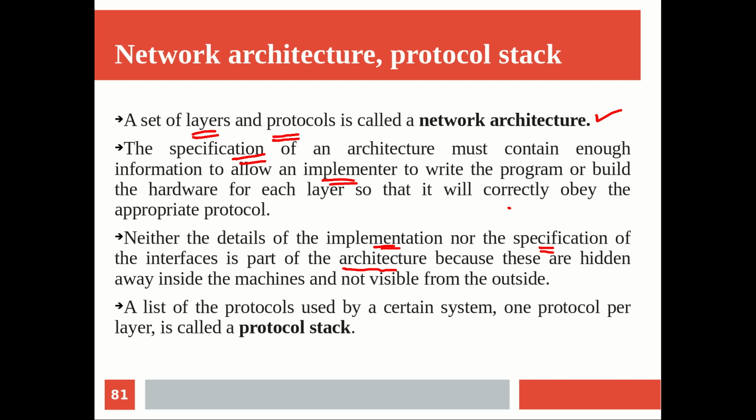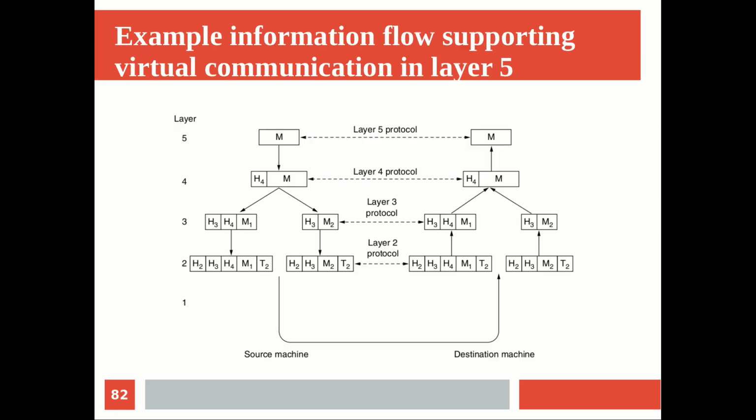Every layer communicates with the corresponding layer at the other end using that particular layer's protocol. Layer n of the sender communicates with layer n of the receiver using the layer n protocol. Similarly, we have layer n minus 1, layer n minus 2. Together all these protocols define the protocol stack. So we have network architecture and protocol stack as two different concepts. Network architecture is a kind of model or blueprint of the entire thing, with which we can go for the implementation, and implementation details are not part of it. The protocol stack is the collection of protocols together.